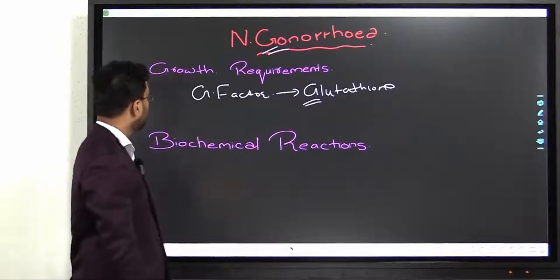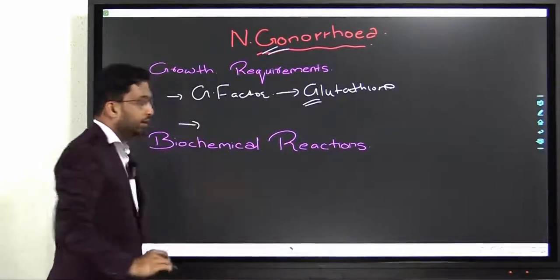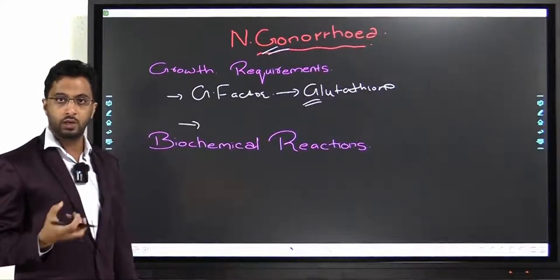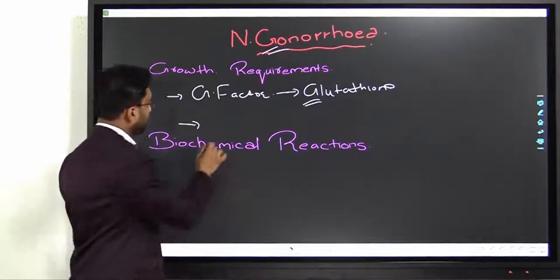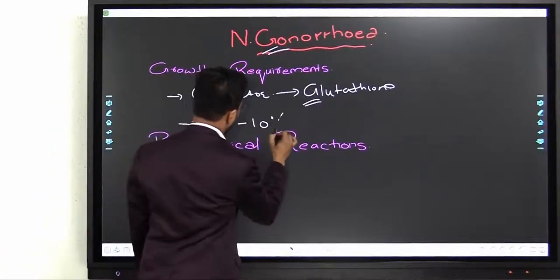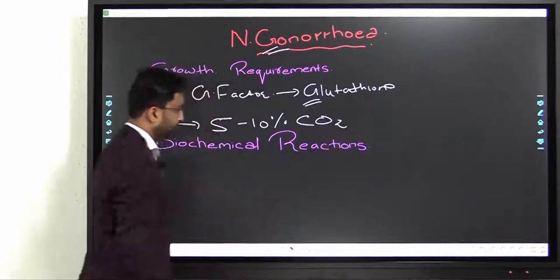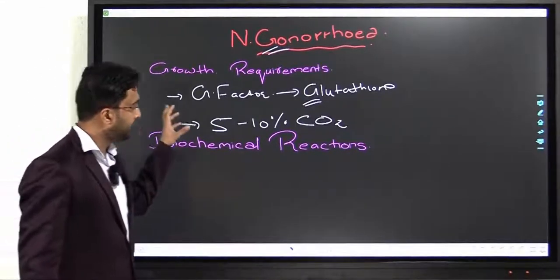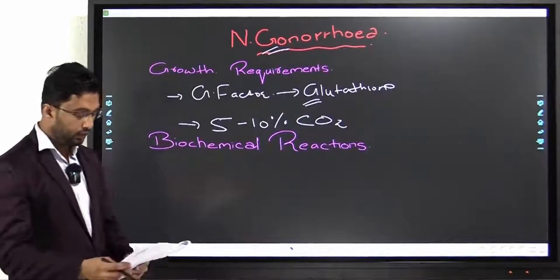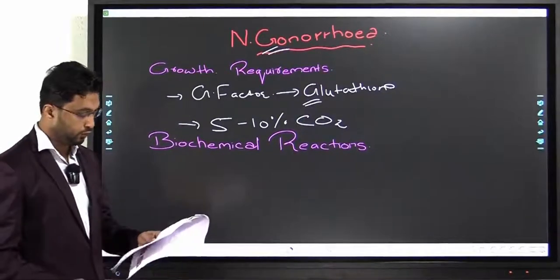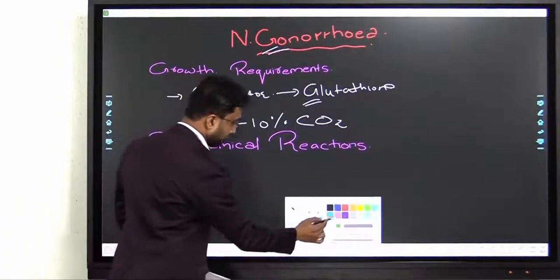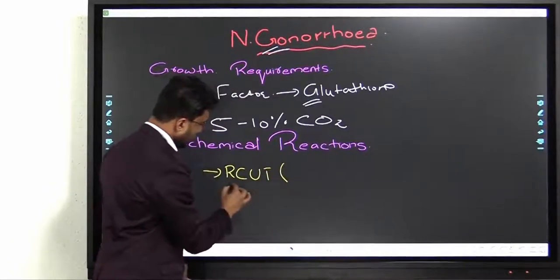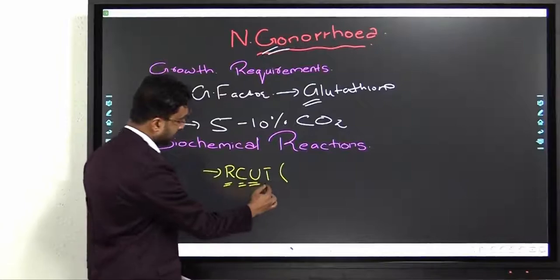Then I've told you these are organisms which can survive anaerobically, and usually 5 to 10% carbon dioxide is essential for their growth. Or to promote their growth, we have to provide 5 to 10% carbon dioxide when you grow them. Fine. Now, biochemical reactions, you have to know something known as RCUT. What is RCUT? Rapid carbohydrate utilization test.